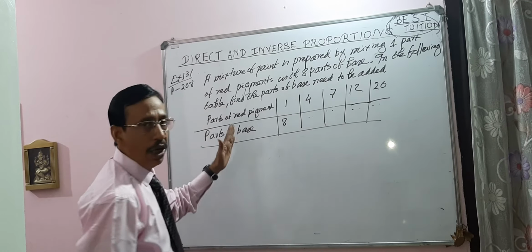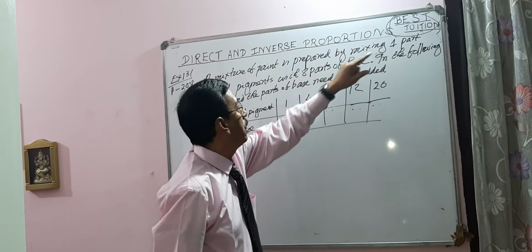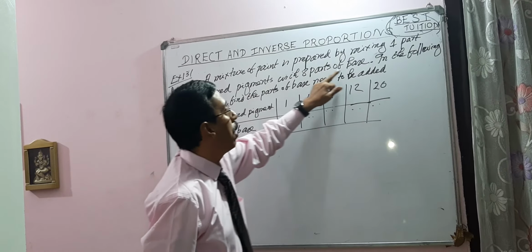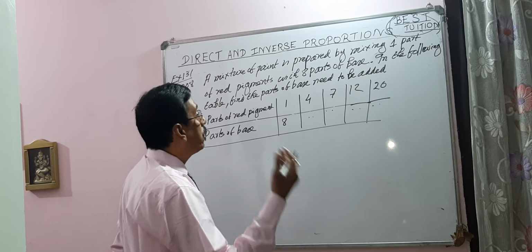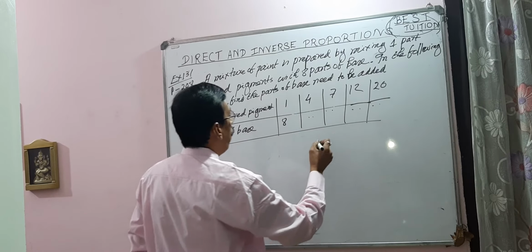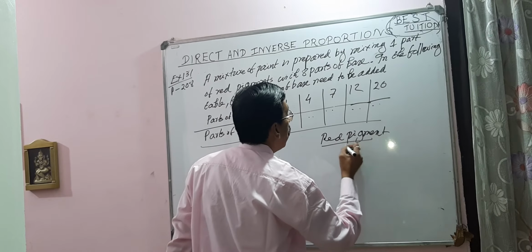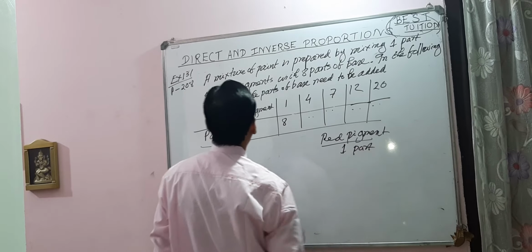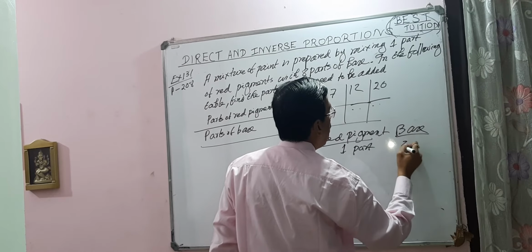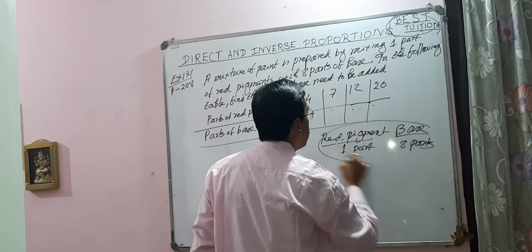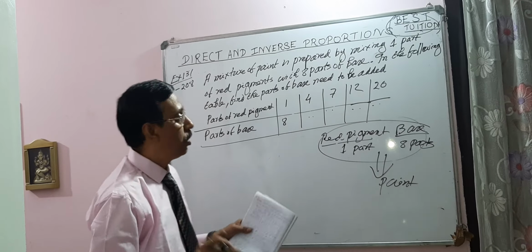Okay. Now let us read the question. A mixture of paint is prepared by mixing 1 part of red pigments with 8 parts of base. Let us try to understand what it means. You want to make a paint. What are the requirements? You have to mix red pigment, 1 part, with 8 parts of base. So base is required 8 parts. If you mix this, you will get paint. Clear?